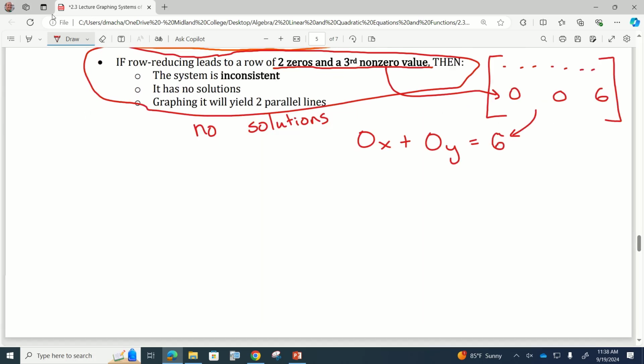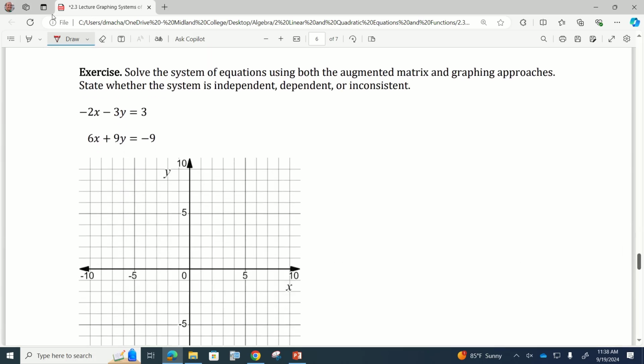So let's take a look at an example. And this is what your homework looks like. It normally says, solve the system of equations using both methods. When I say both methods, I mean use the augmented matrix and row reduction, and then separately try to graph these lines and see what you get. And this time we're going to state whether or not the system is independent, dependent, or inconsistent.